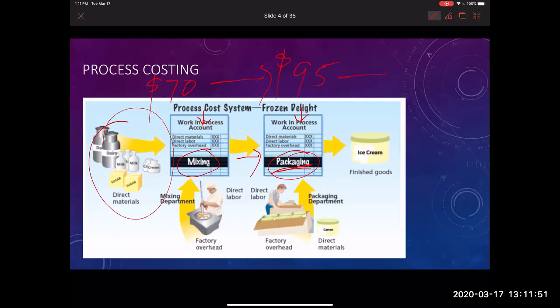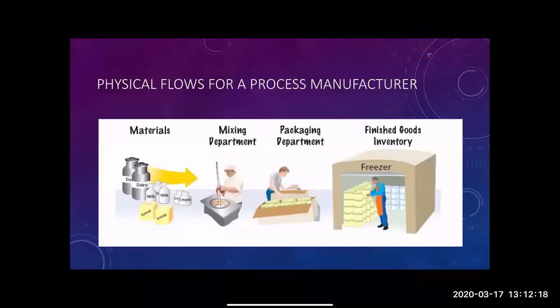Now when we transfer it to finished goods, this represents the cost of our ice cream, again $95. It started off at $70, they added another $25 here, and now we're at $95. This is just the cost of making the ice cream for your favorite ice cream maker. It doesn't represent the sales price, just the cost of making it. So then I'm going to move on.